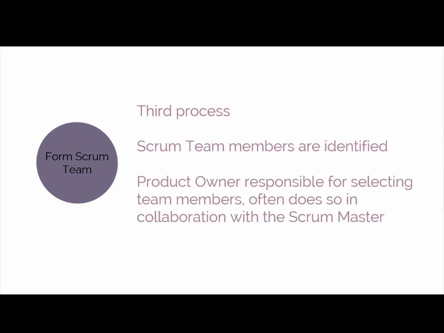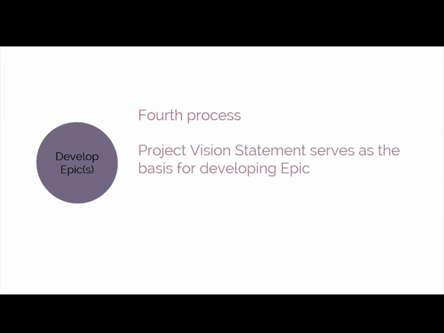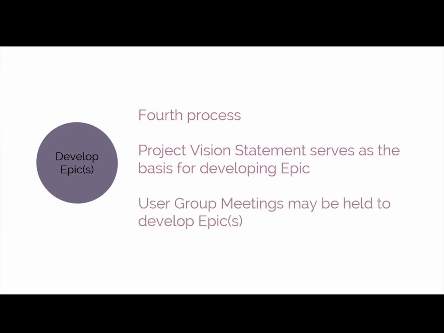Form Scrum Team is the third process in the Initiate phase. In this process, Scrum team members are identified. Normally, the product owner has the primary responsibility of selecting team members, but he or she often chooses the team in collaboration with the Scrum Master. The fourth process is Develop Epics. In this process, the project vision statement serves as the basis for developing epics, which are large, unrefined user stories. User group meetings may be held to develop epics.